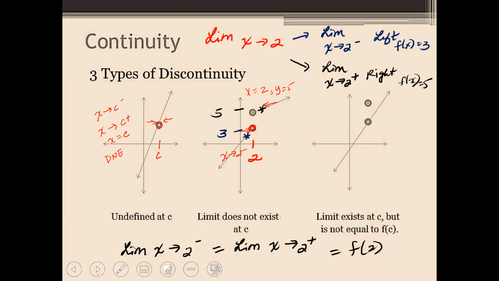The last one is the limit exists at C, but is not equal to f of C. So as x approaches from the left, let's say it is at 3. As x approaches this point on the right side, it is also at 3. But then when x is equal to this point, and let's maybe call this point A, it is all the way up here, and that is at 5. So the limit exists at C, but it's not equal to f of C.